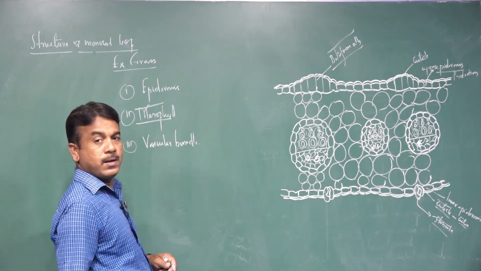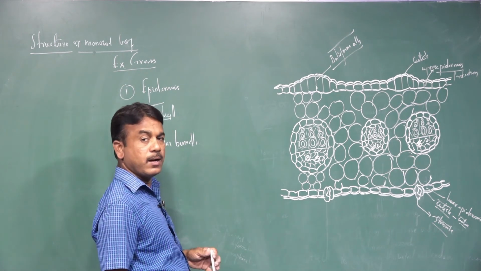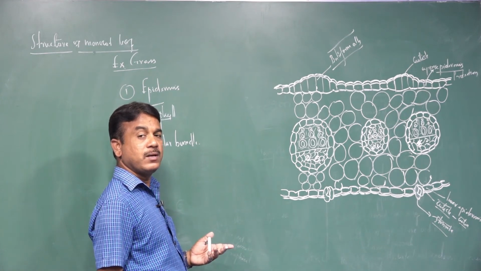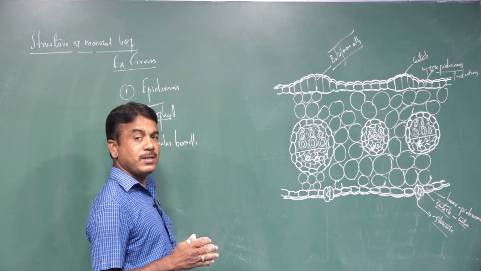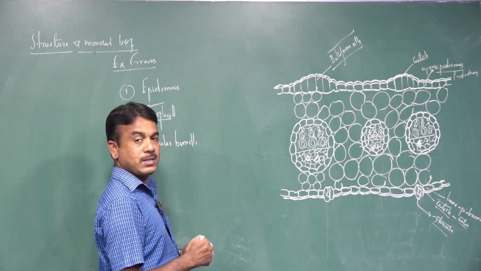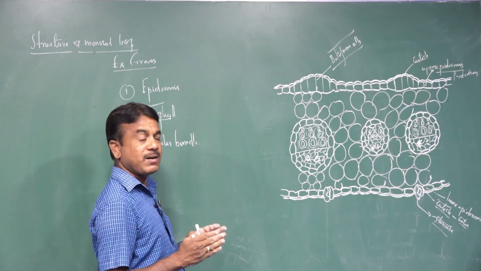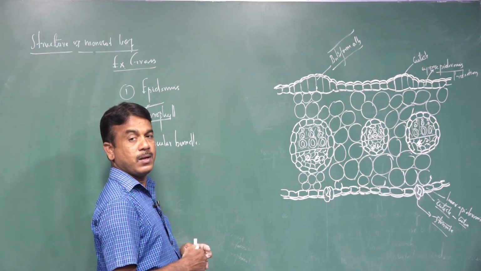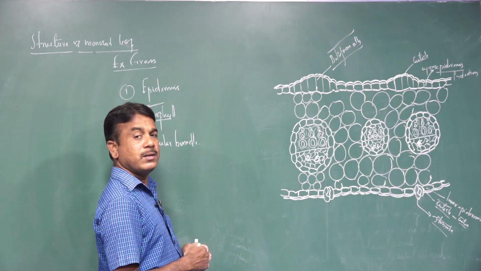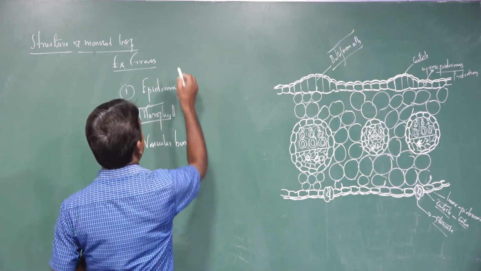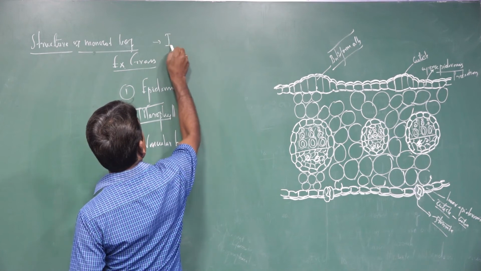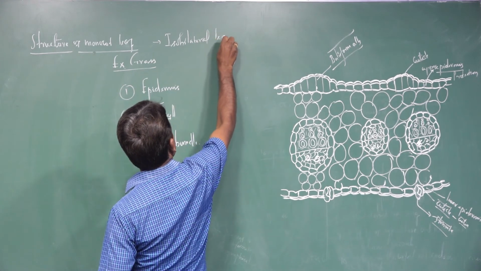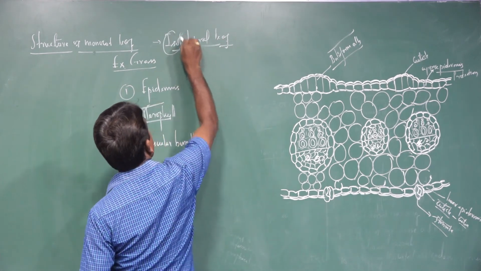Mesophyll. So meso is the middle, phyll means leaves. So what is the definition of mesophyll? What components are present between the upper epidermis and the lower epidermis? That is commonly called mesophyll tissue. In monocots, it is commonly called isobilateral leaves. What do I mean by iso? Same.